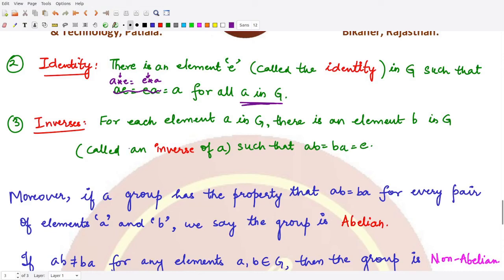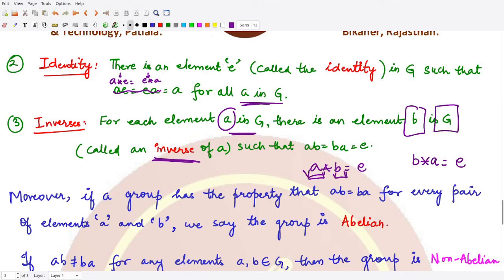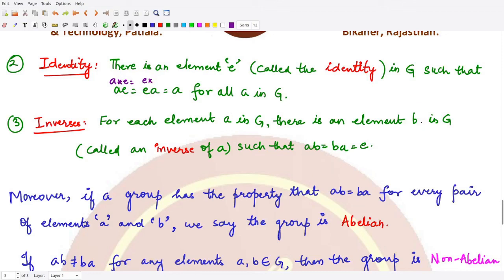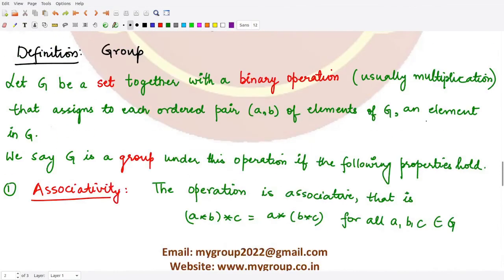And next is the property of inverse, where we say that for every element A in G, there should exist an element B in G, which we call the inverse of A, such that A star B is equal to E, and B star A is also equal to E. So A is the inverse of B and B is the inverse of A, and this should hold for every element of the given set G. If all these three properties hold together along with the closure property given by the binary operation, then the given set forms a group under the given binary operation.